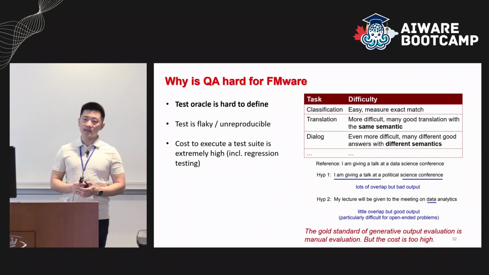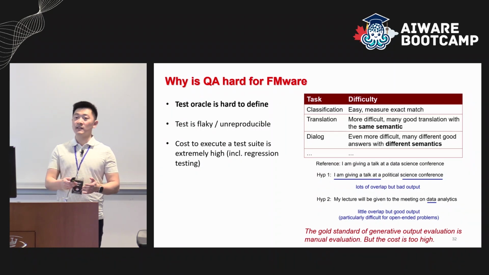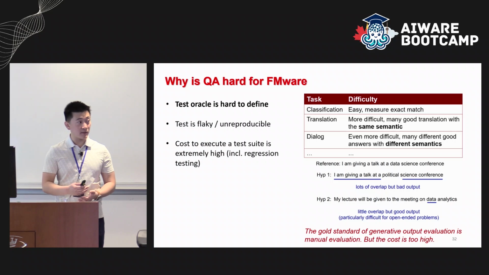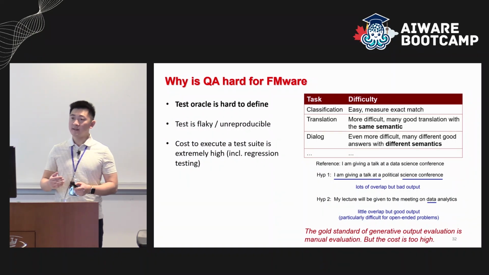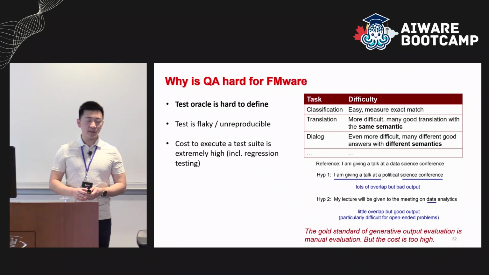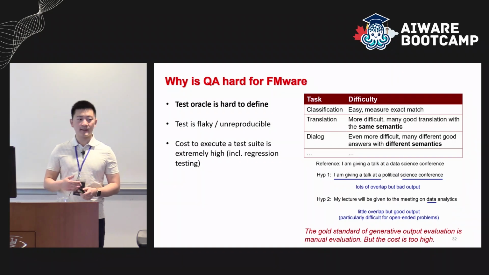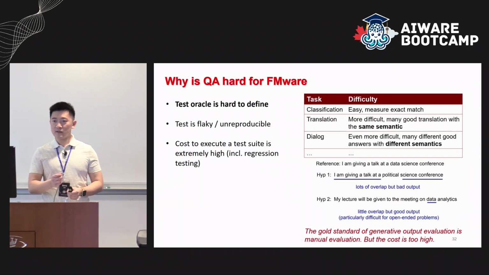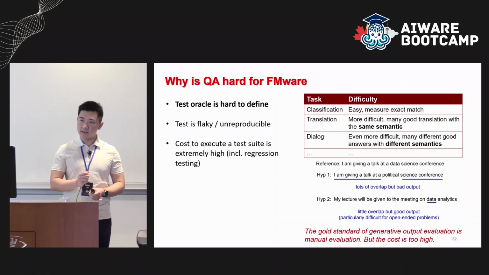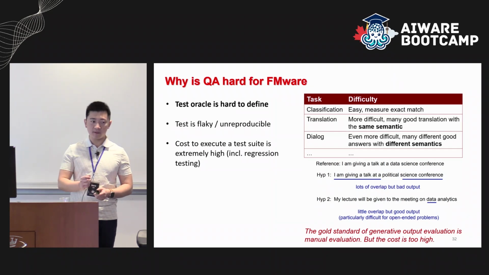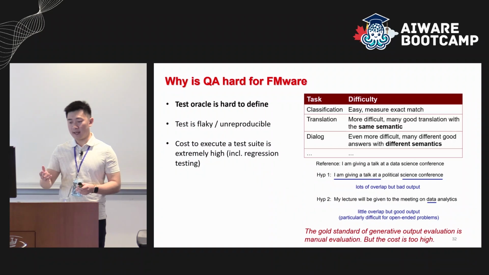Firstly, it's very hard to define a test oracle for these kinds of systems. If you've built these applications, you probably know that they generally have a generative nature. If you look at traditional machine learning tasks like classification or regression, you have the ground truth. You have the answer for every single given input, right? You know what the expected output is.